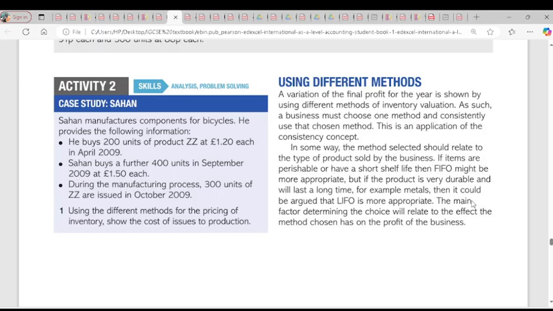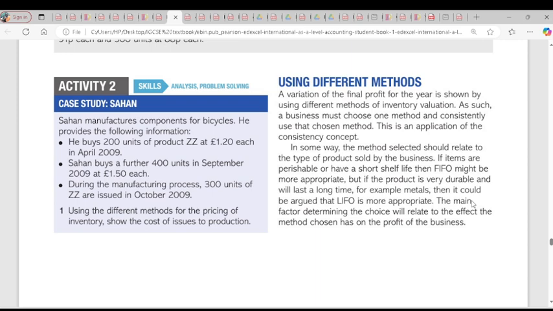Here, for FIFO, SAN buys 200 units of product at 1.2 each in April. So 200 units at 1.2 gives us a certain figure. But there's an additional one, I did it here.